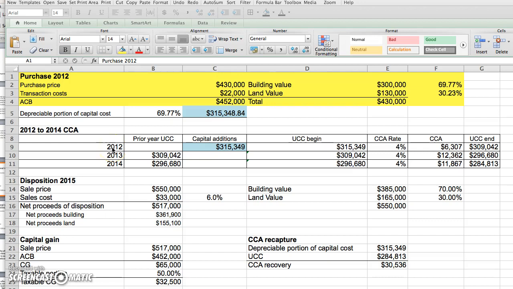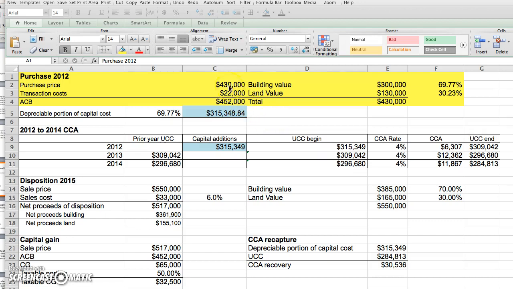Here we have a table showing the purchase price of the building, some calculations for CCA, and some calculations relating to the disposal and the recovery of CCA. So let's take the first piece. What is the adjusted cost base of this property?